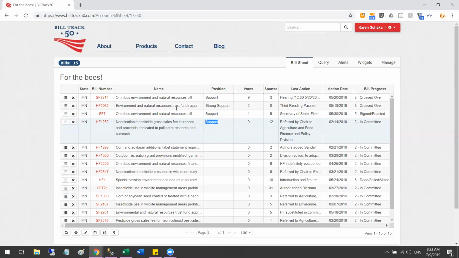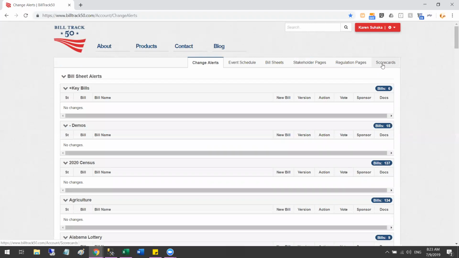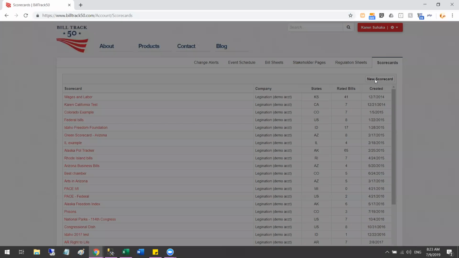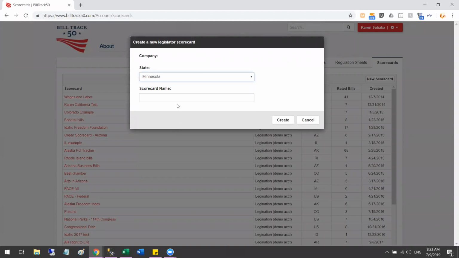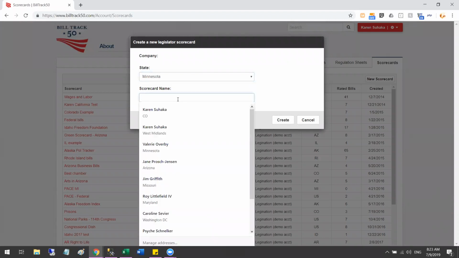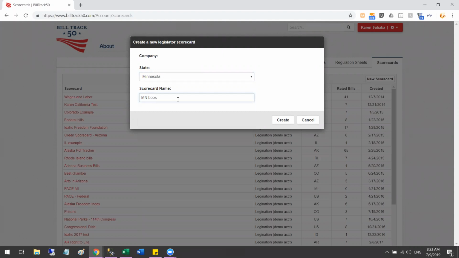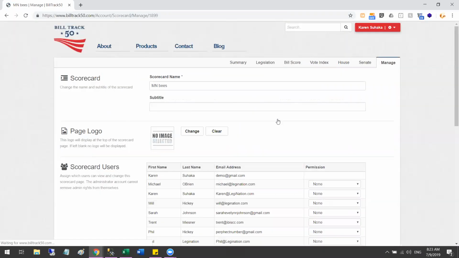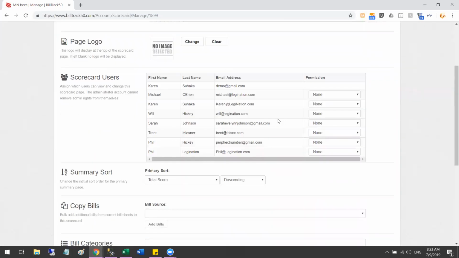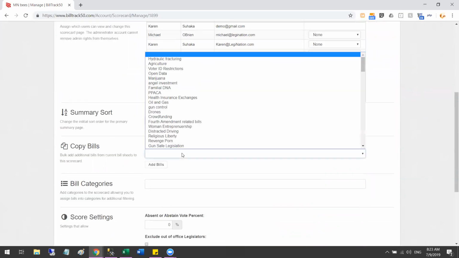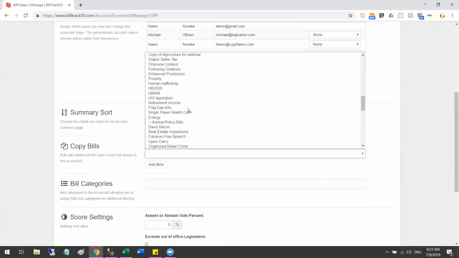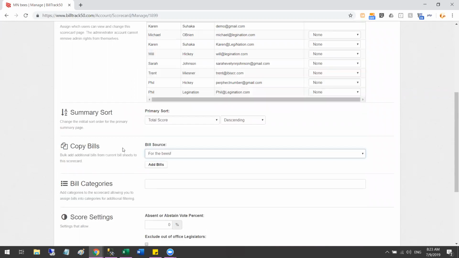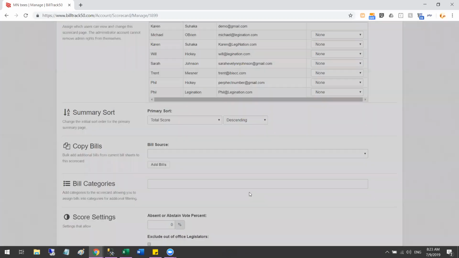Pretty easy. So now I'm going to go back and say scorecards, and I'm going to make a scorecard. And I'm going to say that I am doing a Minnesota scorecard. All right. And then I choose which bills I want. So I'm going to say that I want the, oh, what did I call it for the bees? There it is. Okay, and I'll just add those bills in.